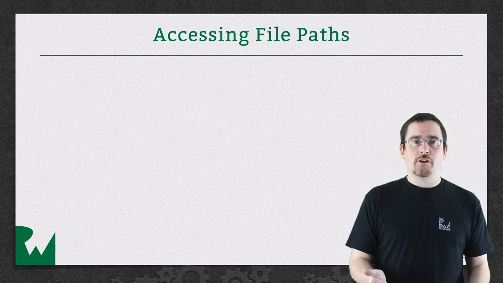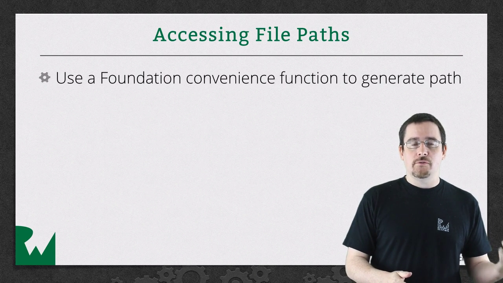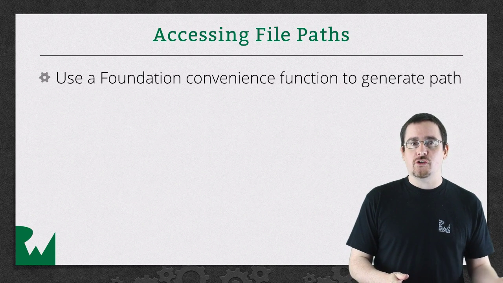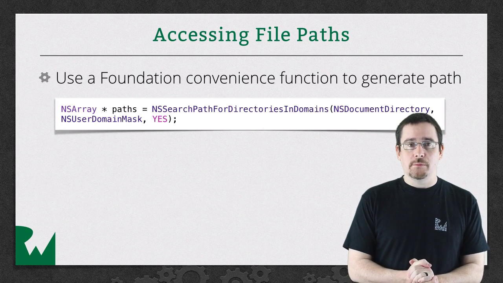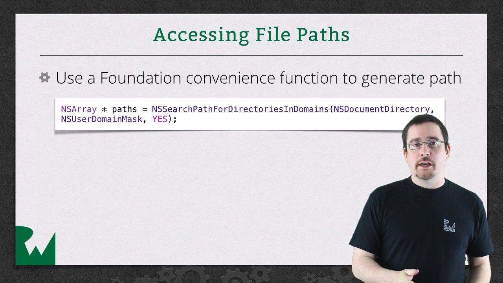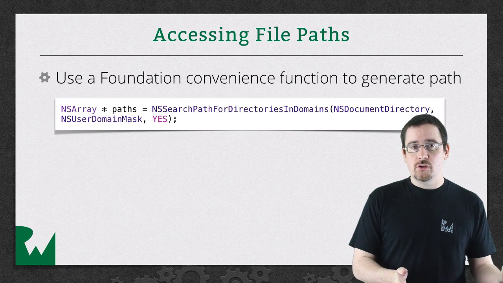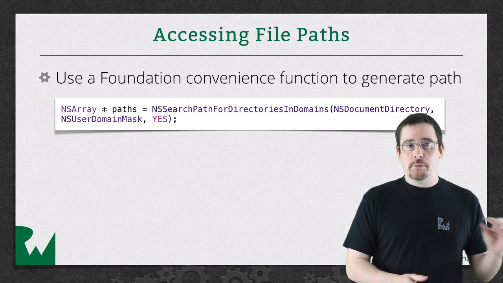Well, the first thing you're going to want to do is get an absolute path to where your documents directory is. And you're going to be using a convenience function called NSSearchPathForDirectoriesInDomains. And this takes 3 arguments. The first one is the directory that you're looking for. And Apple has provided a bunch of different values that you can use. The one you're looking for is NSDocumentDirectory. You're going to pass that in first.